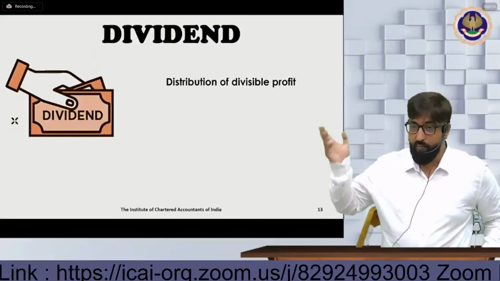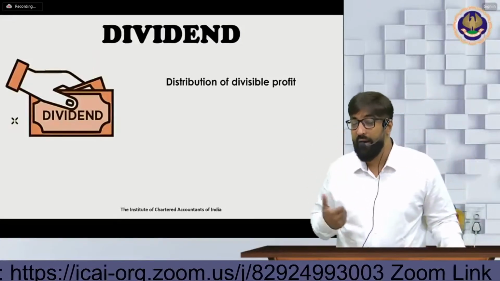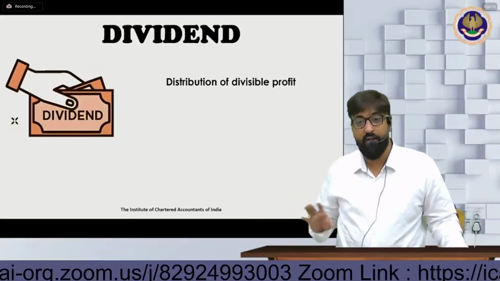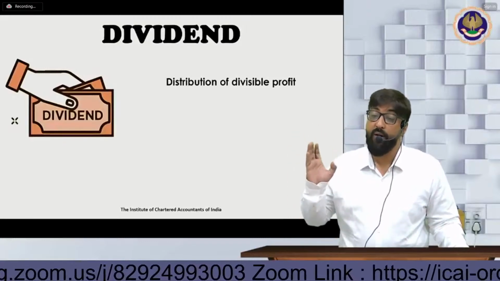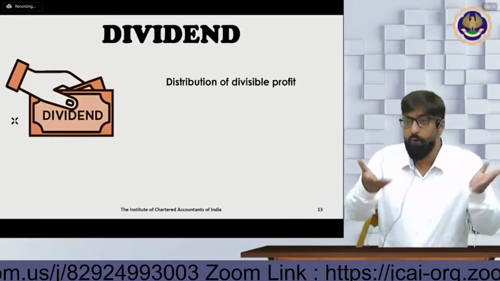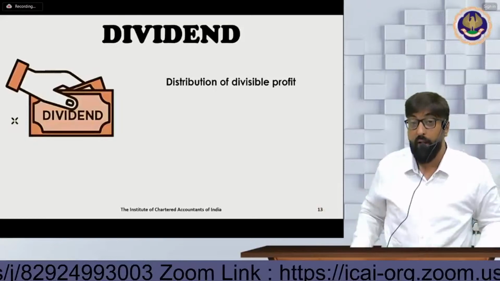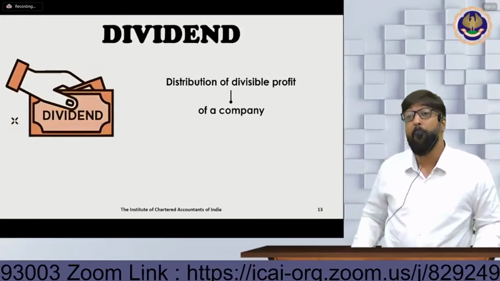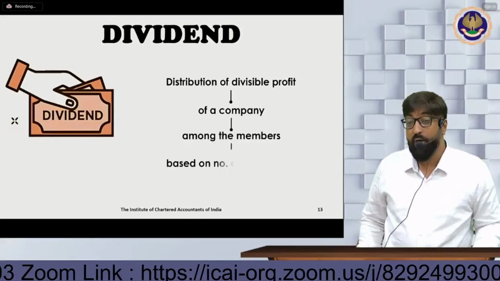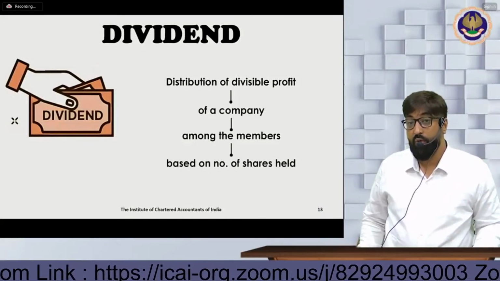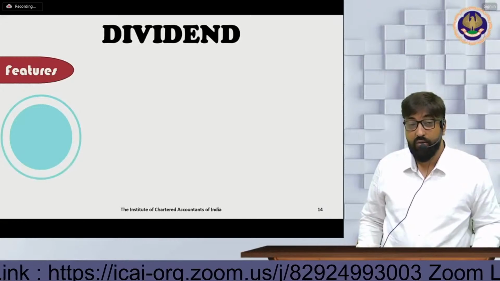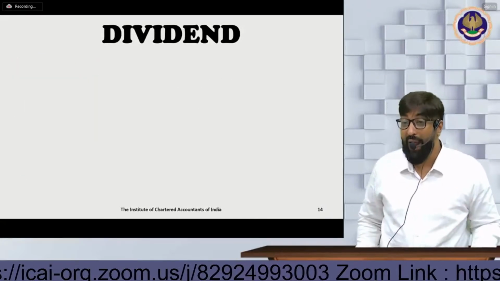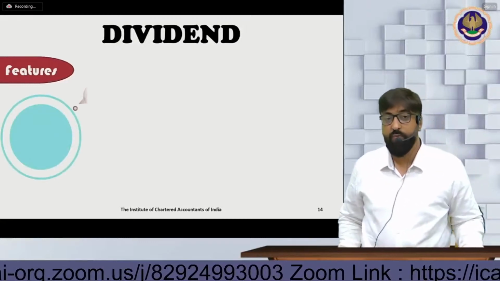Or in your BCom exams. Second, dividend from the current year profit, you can declare any amount. There is no restriction for dividend out of current year profits. If you are in profit, give dividend, whatever amount you want. But in case of a company declaring dividend out of past year profit among its members, based on the number of shares held, then you have certain adjustments. The features are very simple.